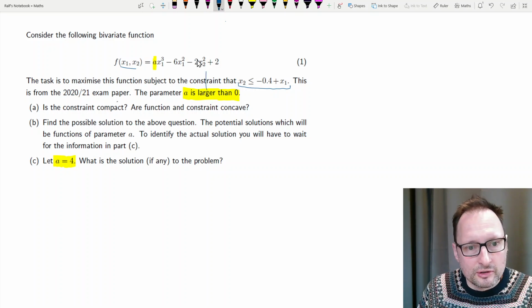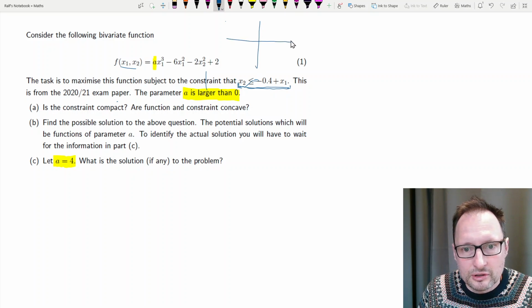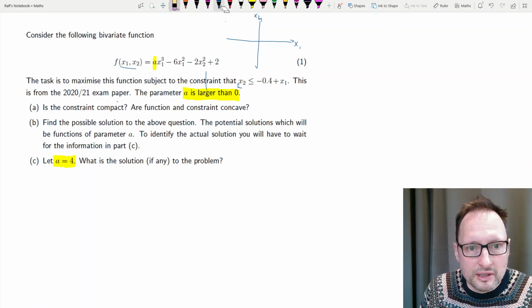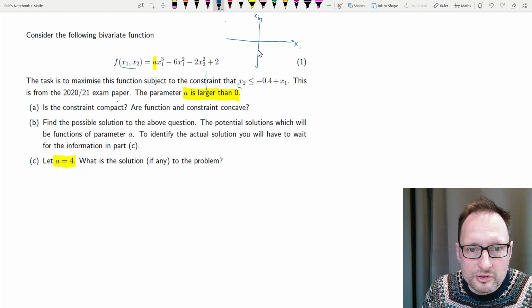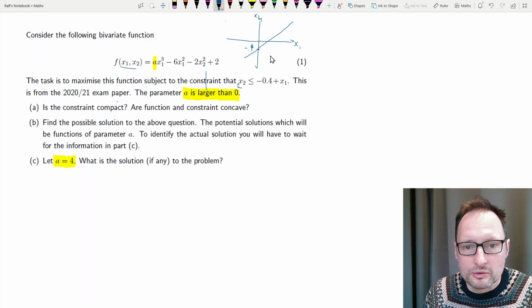So let's look at this. So let's first look at the constraint. Let's actually have a little sketch here, how that constraint will look on an x1, x2 coordinate system. And you see on x1, x2, we can draw the line by setting that inequality to equal. So then we have x2 is equal to negative 0.4 plus x1. So we have an intercept somewhere here, that's negative 0.4. And then we have a slope of 1. Okay, so that's what the boundary of this constraint looks like.